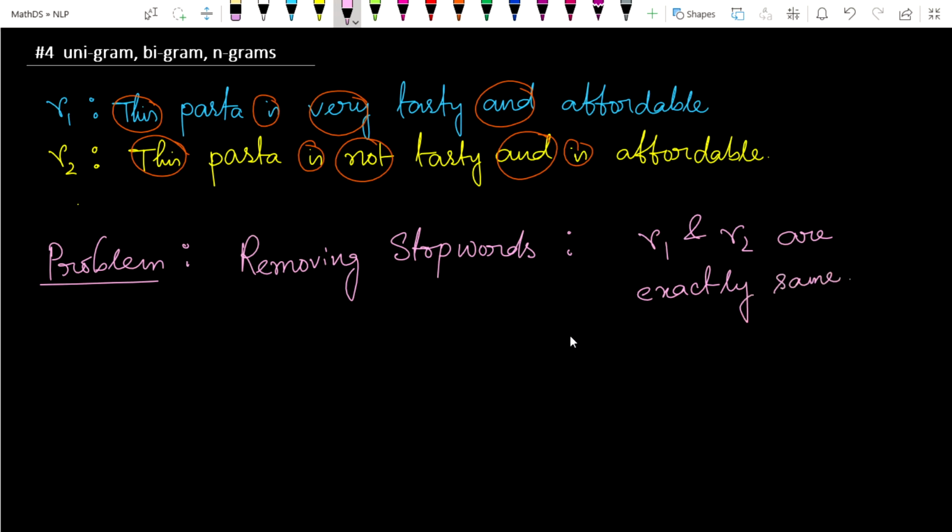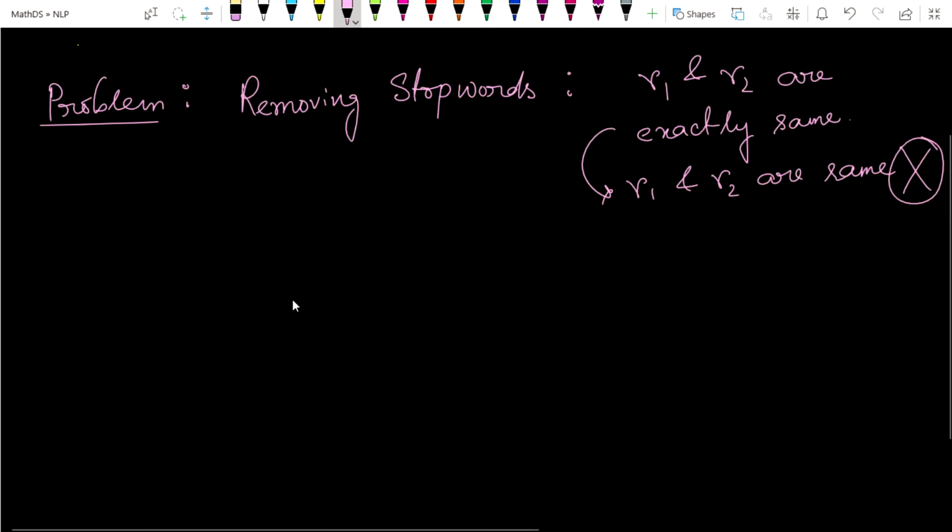That means R1 and R2 have the same words, but they are actually different. These are the problems. So let's solve this issue. The solution will look like this.